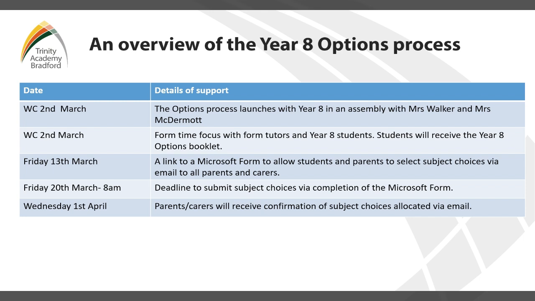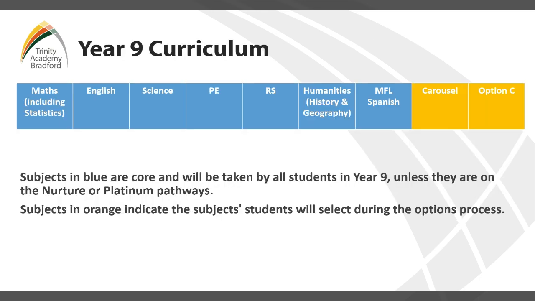By Friday the 13th of March, a link will be sent to allow students and parents to select subject choices. This will be via an email and it'll be a Microsoft form. The deadline for this form is Friday the 20th of March at 8 a.m. The choices must be selected via our Microsoft forms. And on Wednesday the 1st of April, parents and carers will receive an email in regards to the subject choices that have been allocated.